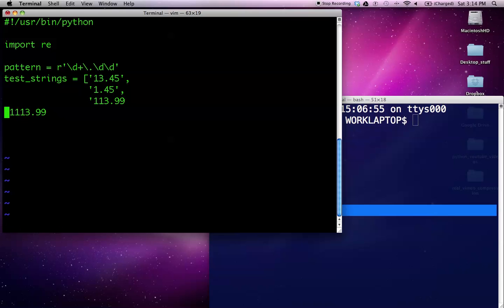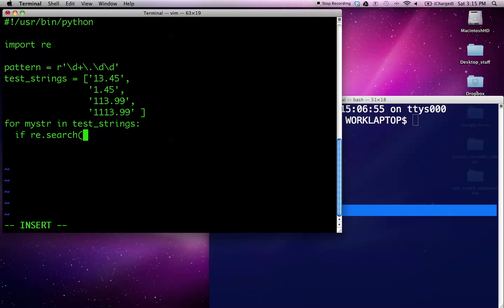Take a look. All right, let's take a look. Okay, we're putting this into a list. And now we'll say for string in test strings, if re.search pattern and string, print matches, and I'll use quotes again.